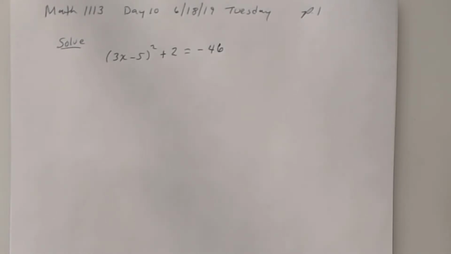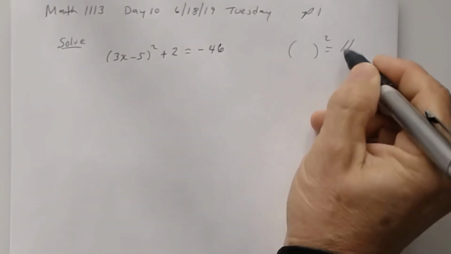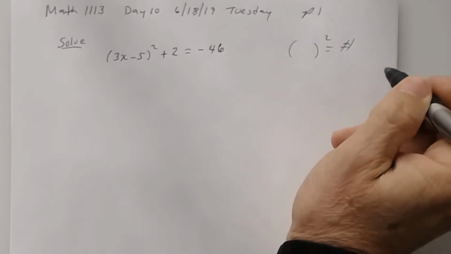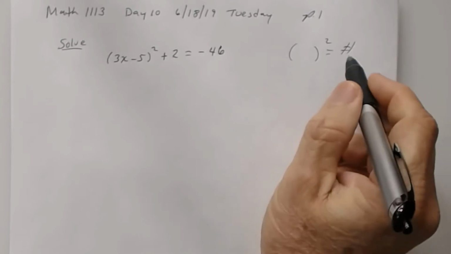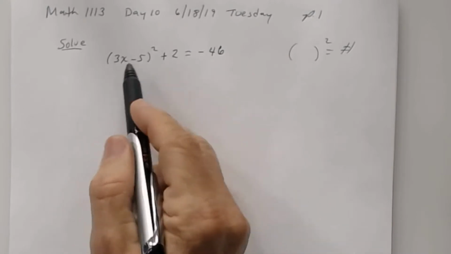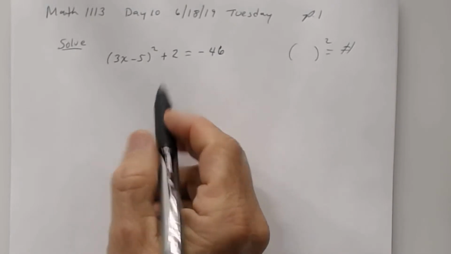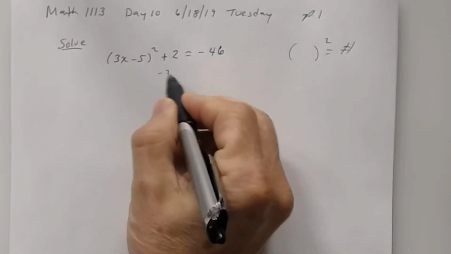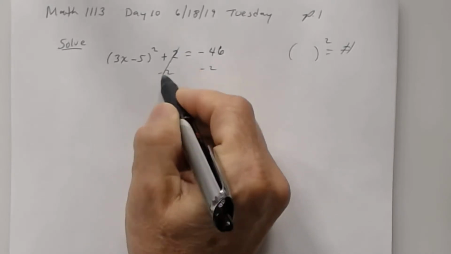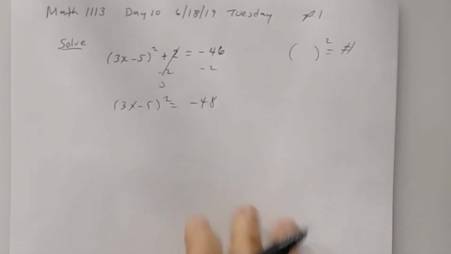So what's going to be your first step? Subtract 2 from both sides, because remember, you can't take the square root of both sides yet until you have this form: some expression squared equals a number. I don't have that yet. I have an expression squared plus a number equals another number. So you've got to get that expression squared by itself. So you've got to subtract 2 from both sides. Combine like terms. I get (3x minus 5) squared equals negative 48.